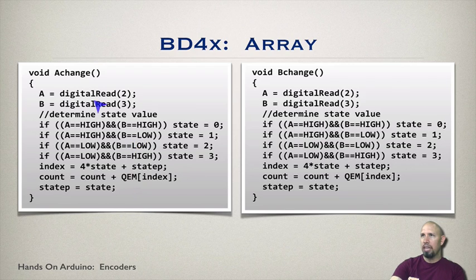Again, we read A and B. We determine the state based on A and B. Notice that I've changed the values here. Then we compute the index, and based on the index we access my array. Then we update the state value. That's how we keep track of the past value of the state, which is used here. The B array is the same. So this now allows us to do bidirectional decoding.